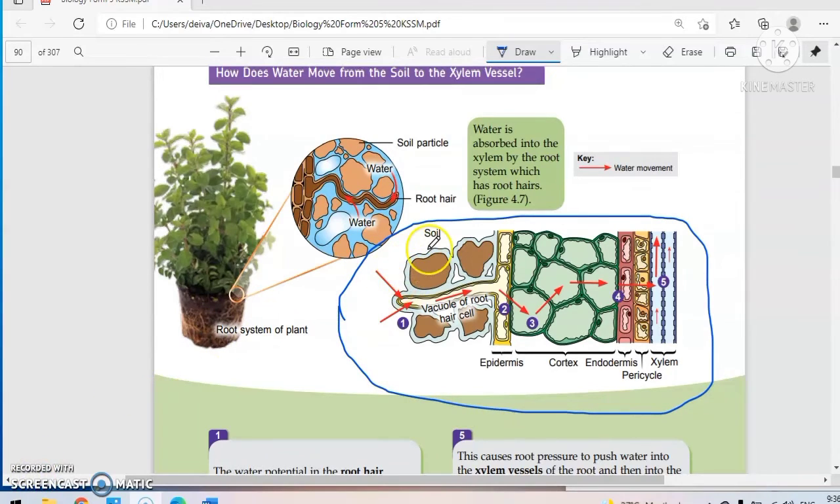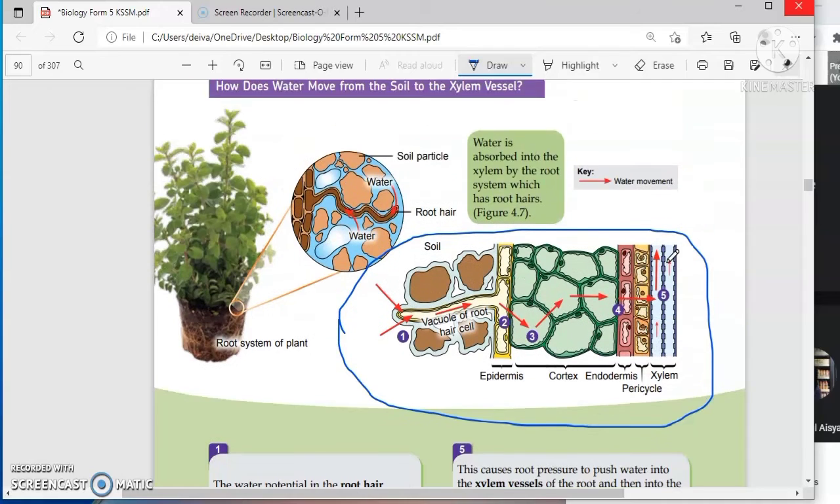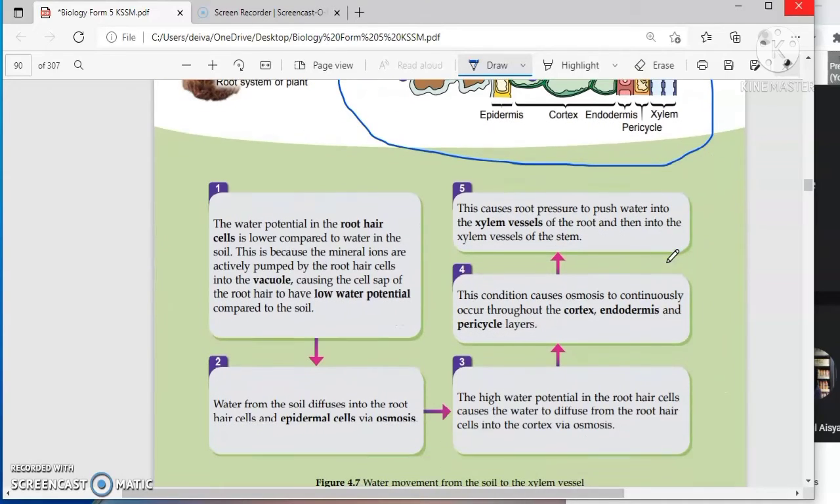Okay, when we see here, for root pressure, this is the root hair. I repeat, water goes into the root hair cell. This is the soil. From the soil, it goes to the epidermis, cortex, pericycle cells, and to the xylem. This is the root pressure. Okay, see what happened here. All this is important, number 1 to 5.